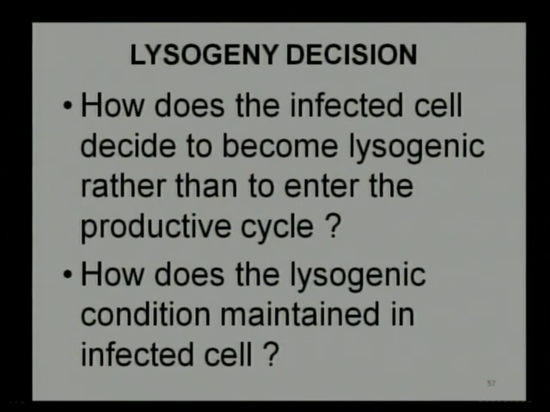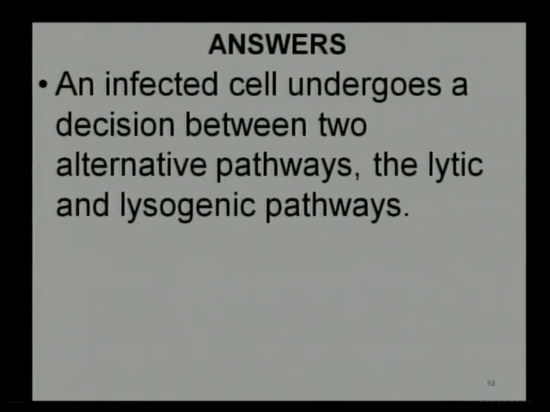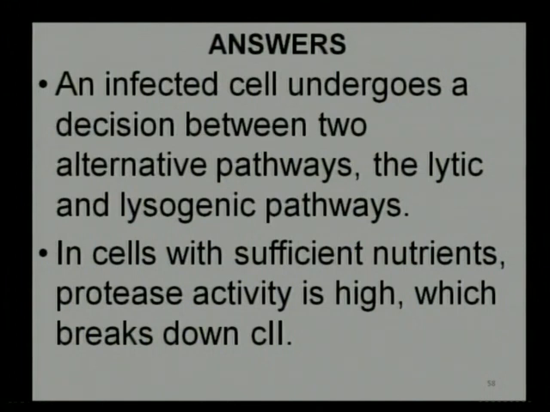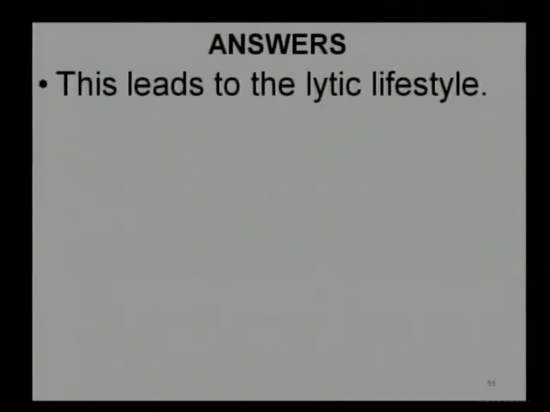The answers to these questions depend on two things. Before we begin the discussion of the answers, we must understand that the infected cell undergoes a decision between two alternative pathways, the lytic pathway or the lysogenic pathway. In those cells which are rich, that is, where sufficient nutrients are present, there is a high protease activity. This high protease activity leads to the breakdown of the C2. So this will lead to the lytic life cycle.